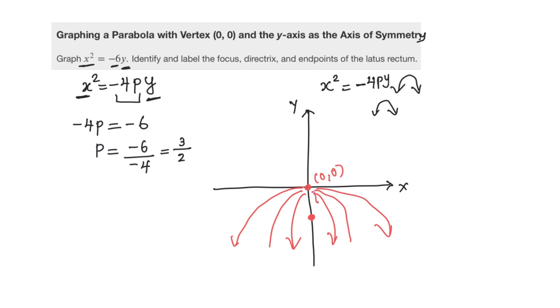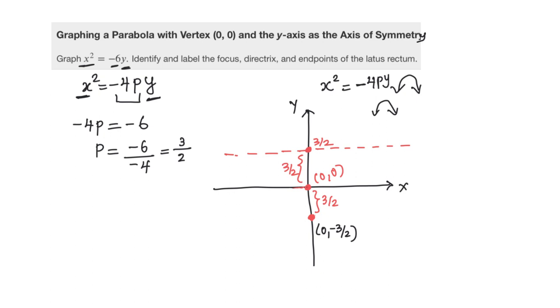So the focus is 3 over 2 units downwards. So the coordinate of the focus will be 0, negative 3 over 2. The directrix also will be 3 over 2 units, but it's on the other side of that. So this equation will be y equal 3 over 2. That is the equation of the directrix.